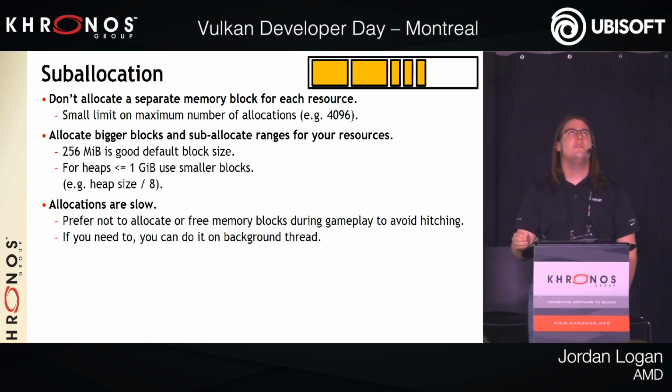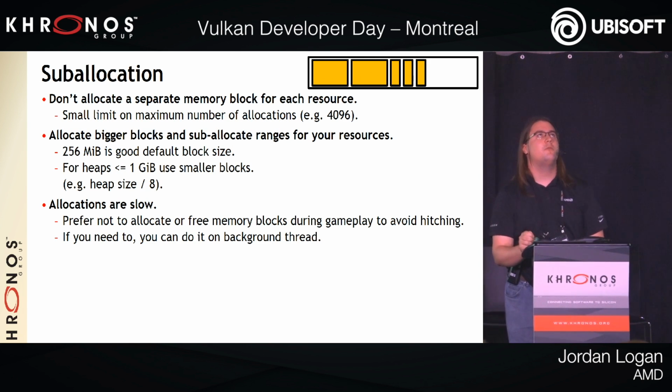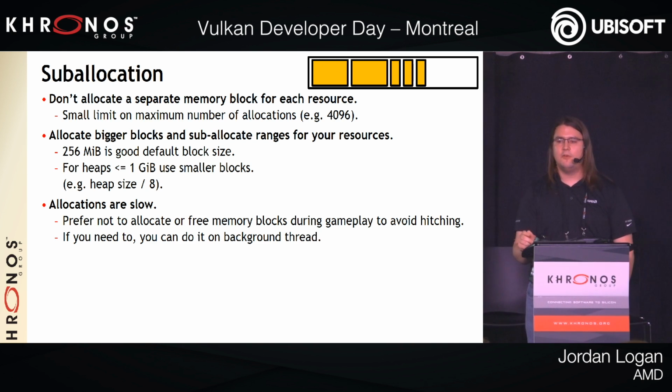Now, there are some things you have to be aware of with the new memory block architecture. One is that you have to sub-allocate, otherwise you'll run into a lot of issues. For one, there's a very small limit on the maximum number of allocations you can do; our driver reports back 4,000 of them. And so you cannot do a single resource per memory block. Our recommended solution to this is to always use much larger blocks. 256 megabytes is the one that we have found to be a good default size, unless you're on a small heap. And then you break that up, and you just sub-allocate your resources from this.